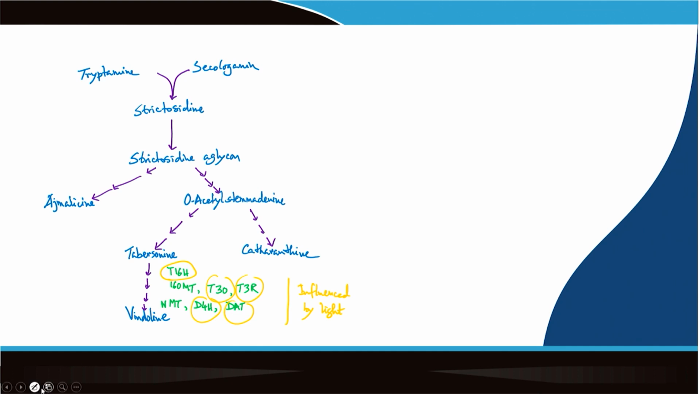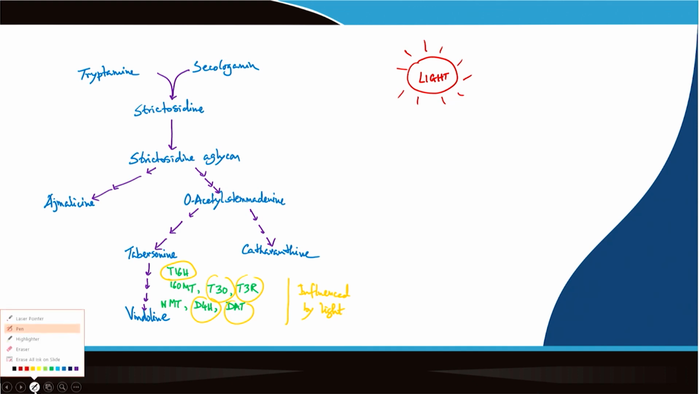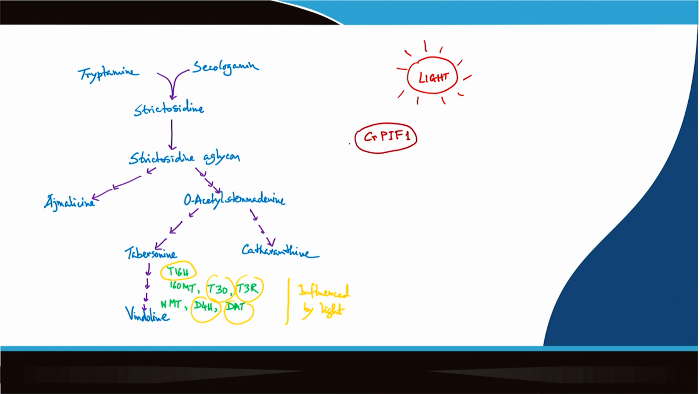So, what happens is that light, and we will have to put two transcription factors, CrPIF1 and another one is CrGATA1.